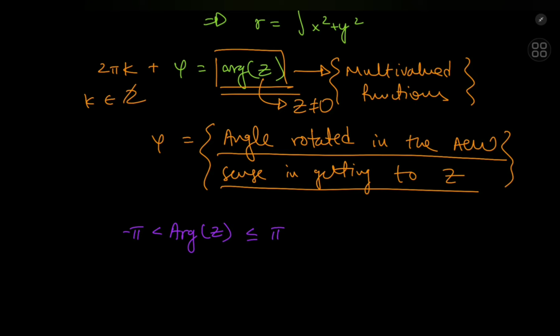But how do we go from this multi-valued function to this nice single-valued principal argument function? For that, we make use of something called branch cuts. Now, branch cuts are something that we're going to be using quite a lot in complex analysis. So yeah, it's a good idea to get used to them. What exactly is a branch cut?